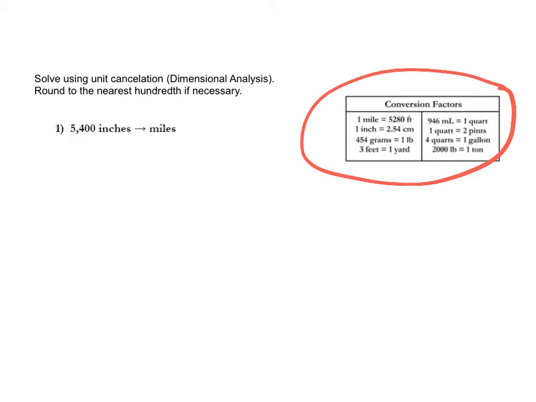Sometimes you'll need life knowledge of them. So you've got 5,400 inches and you want to change it to miles. You might find a calculator handy for this. I have mine near me. So 5,400 inches. So I'm going to write that down. And I know my end result is I need to get inches to miles. So I need to think to myself, okay, so what do I know?